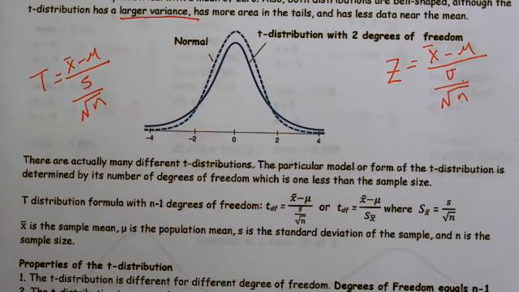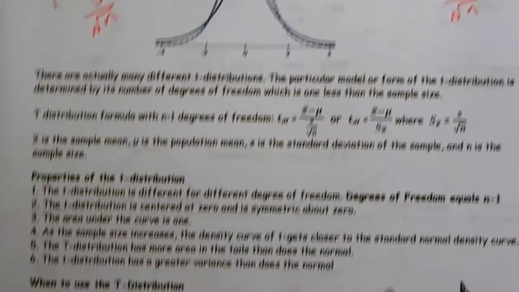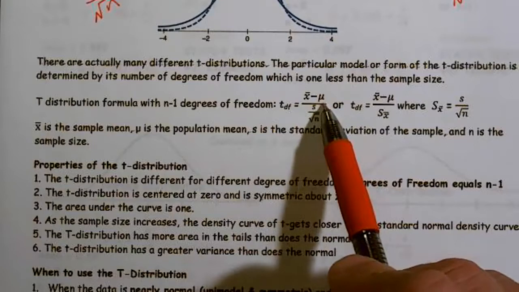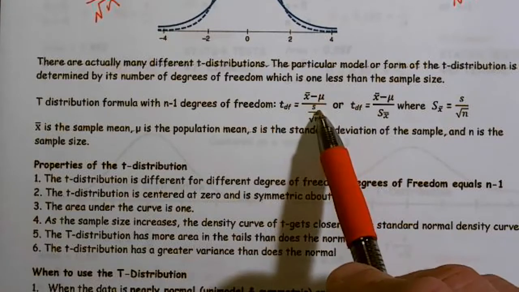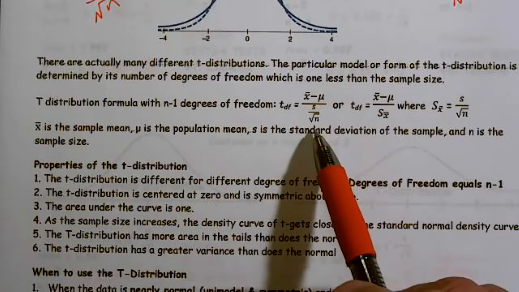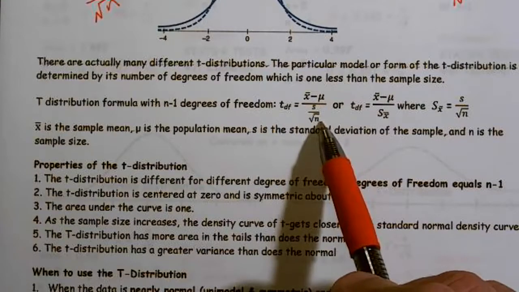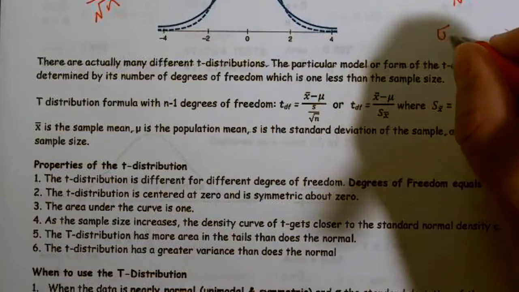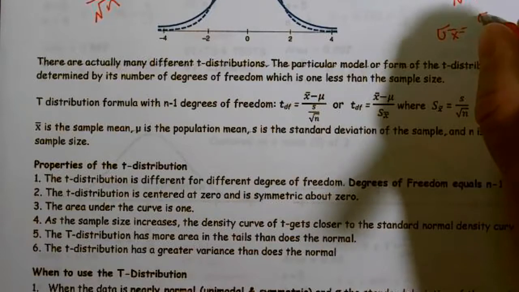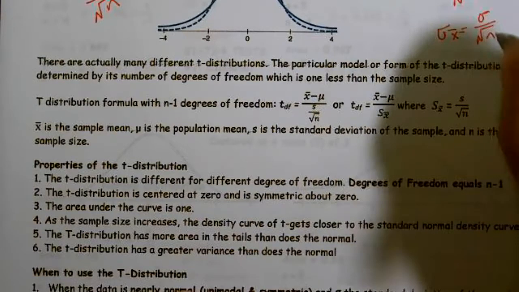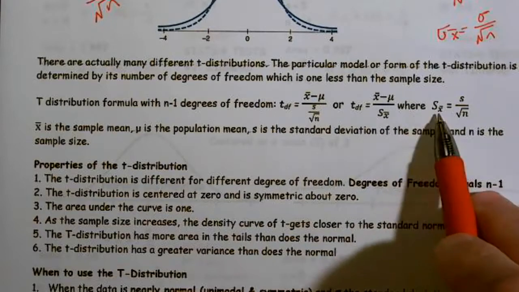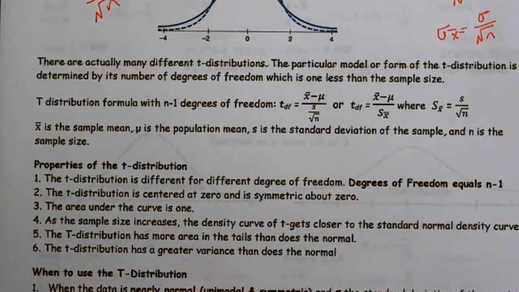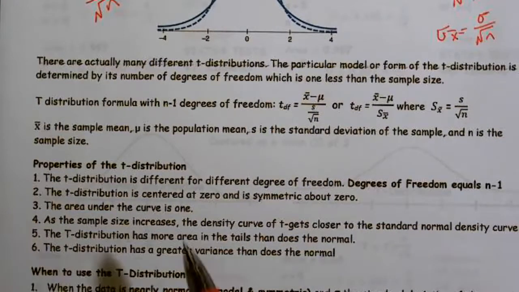All right. So, as we said before, X bar is the sample mean, mu is the population mean, S is the standard deviation of the sample as opposed to the population, divided by the square root of n. Earlier, when we were talking about the normal, we said the standard deviation of X bar equals the standard deviation divided by the square root of n. Here, we have the standard deviation of X bar equals S divided by the square root of n.